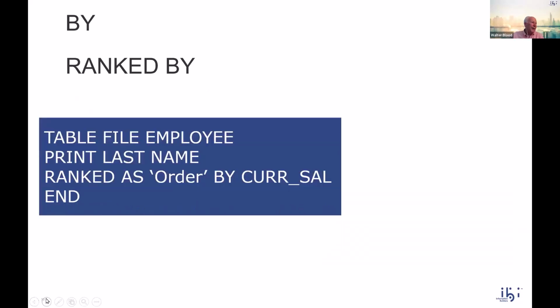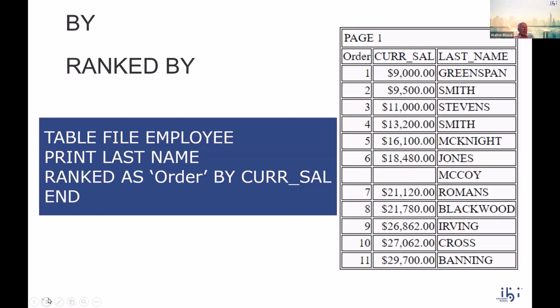So let's take a look. I'm going to print last name RANKED AS order BY current salary. In this case, I've got 12 of them, and I think this is everybody. Yes, this is everybody. You'll notice that I have 1, 2, 3, 4, 5, 6, and then I've got a space. Well, that's because the current salary for both Jones and McCoy is exactly the same. So the ranking is the same.